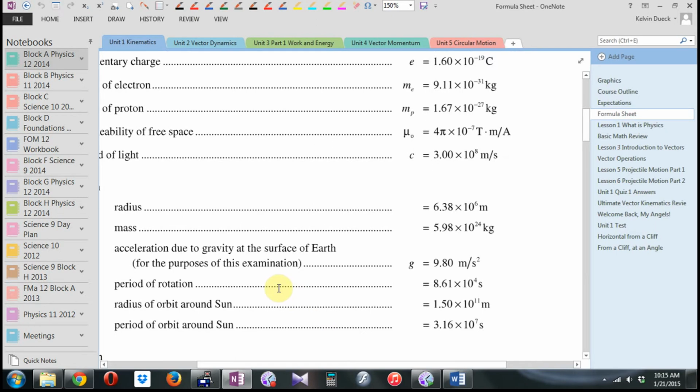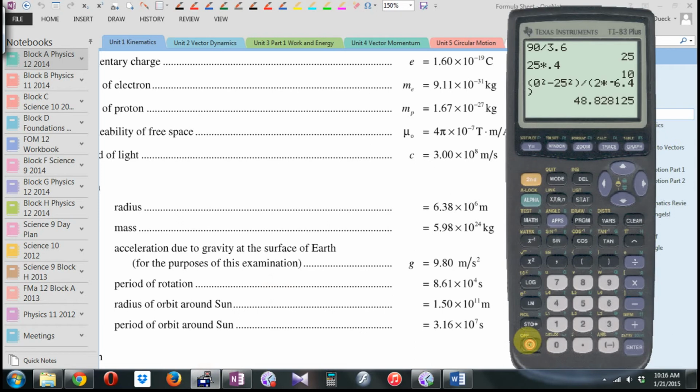what's the Earth's period of rotation? How long does it take the Earth to go around once? Please tell me you know this. 24 hours times 60 minutes times 60 seconds. Although, holy smokes, they actually crunched it for you. So if I go 24 hours times 60 minutes times 60 seconds, of course I should get 8.61 times 10 to the 4. I don't get 8.61. What's going on here?